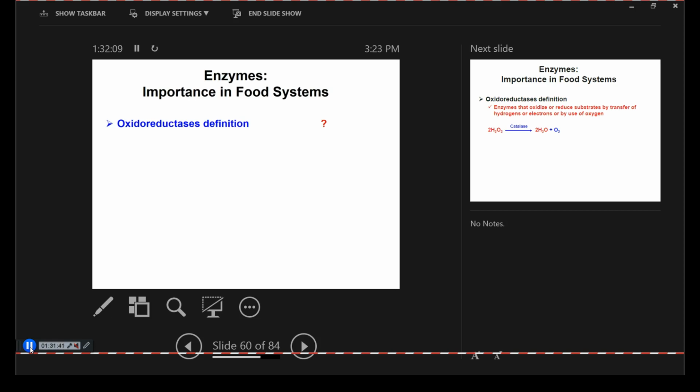Okay, anybody want to give me, in the last 2 minutes, a definition of oxidoreductases? From their name, what do they catalyze?